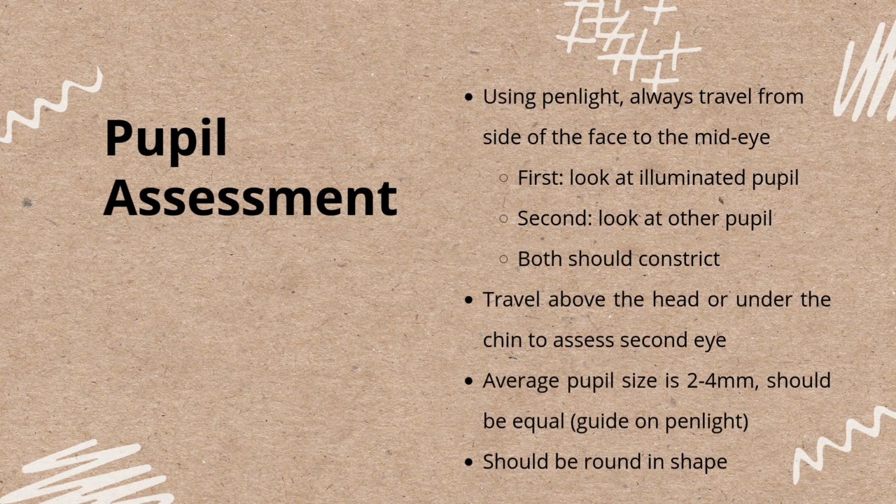You want to make sure when you're switching from one eye to the other that you travel above the head or under the chin. If you flash the light across a patient's nose, then it might throw off your pupil assessment and be inaccurate. The average pupil size is 2 to 4 millimeters, and they should be equal on each side. You can use the guide on your pen light to estimate pupil size. They both should also be round in shape.